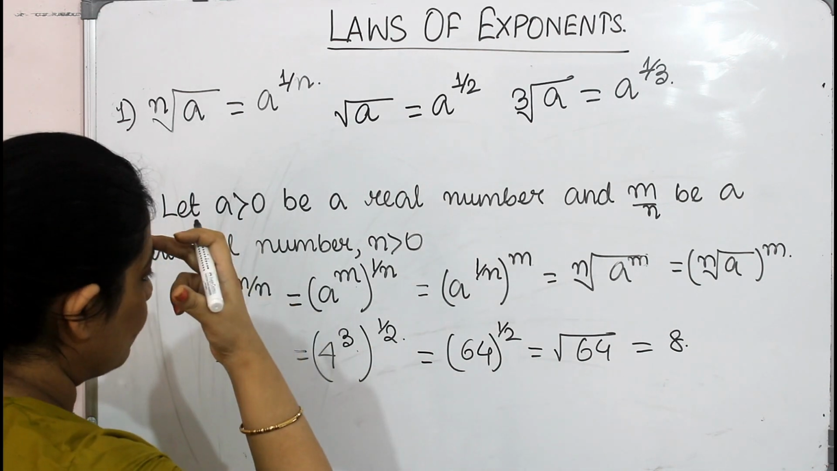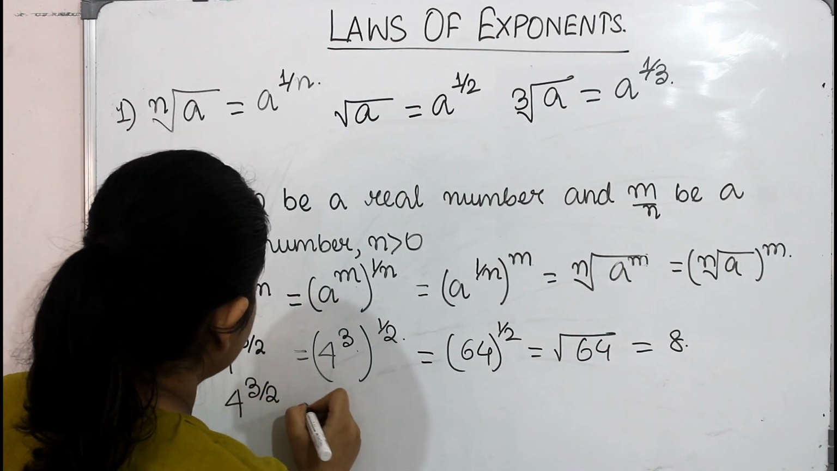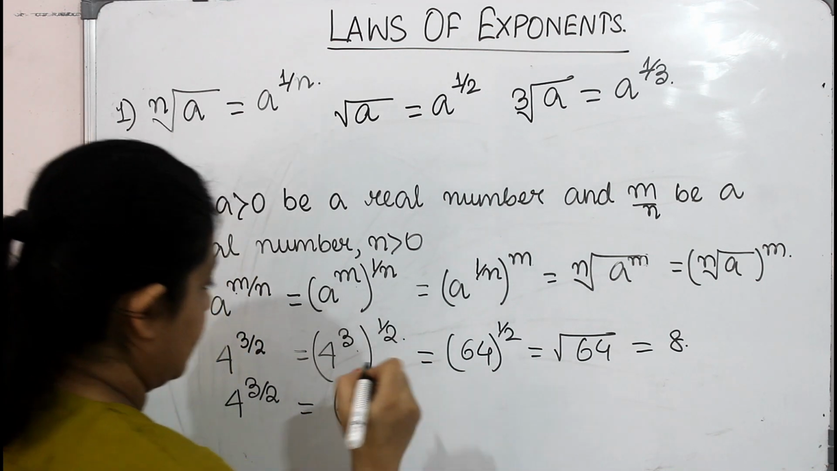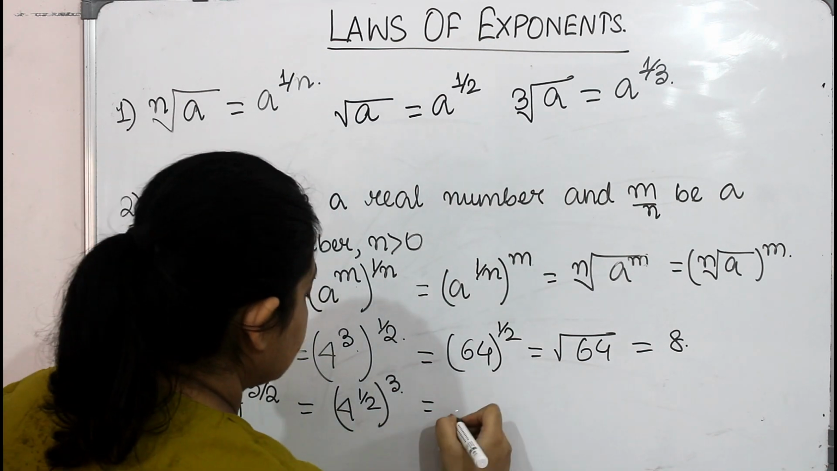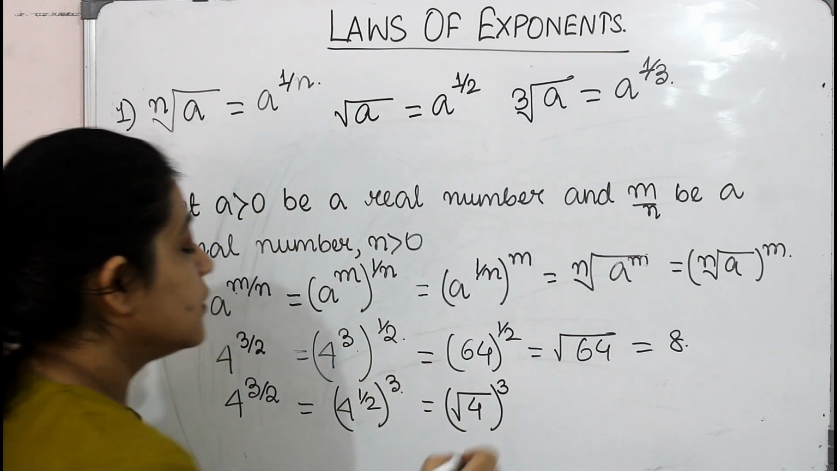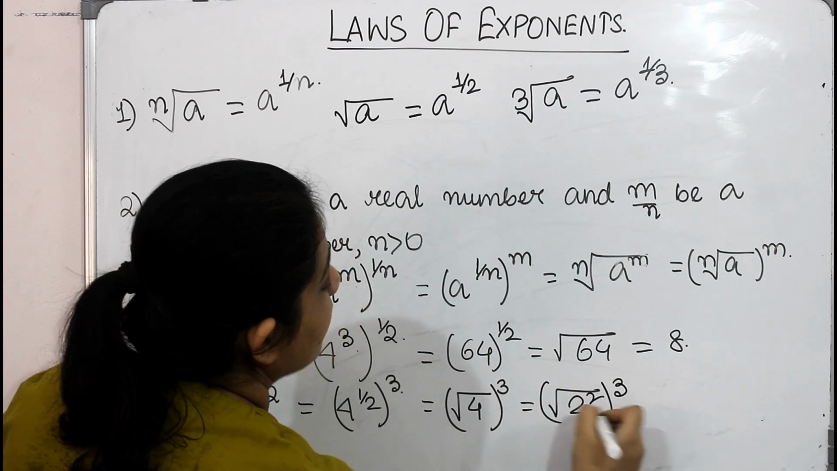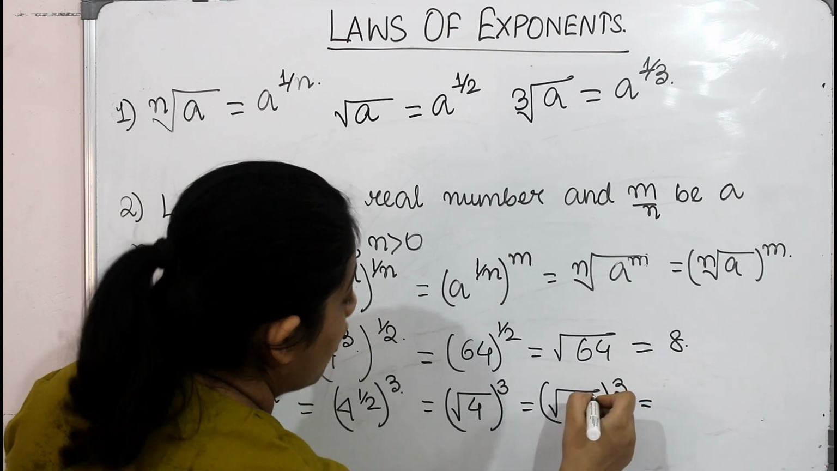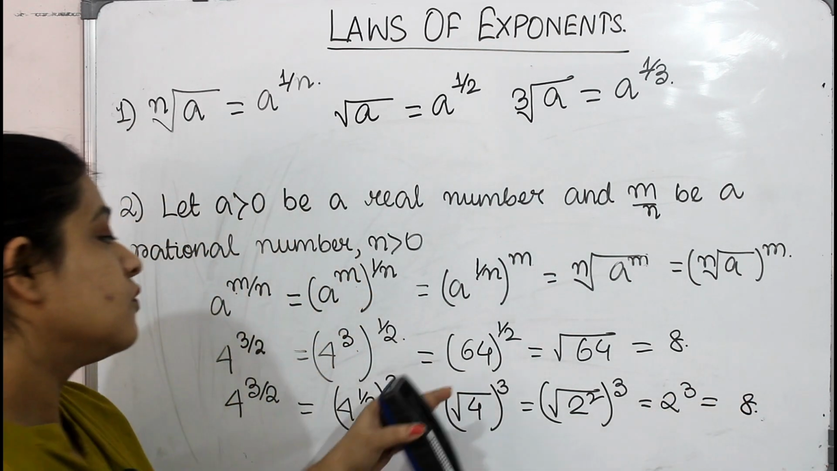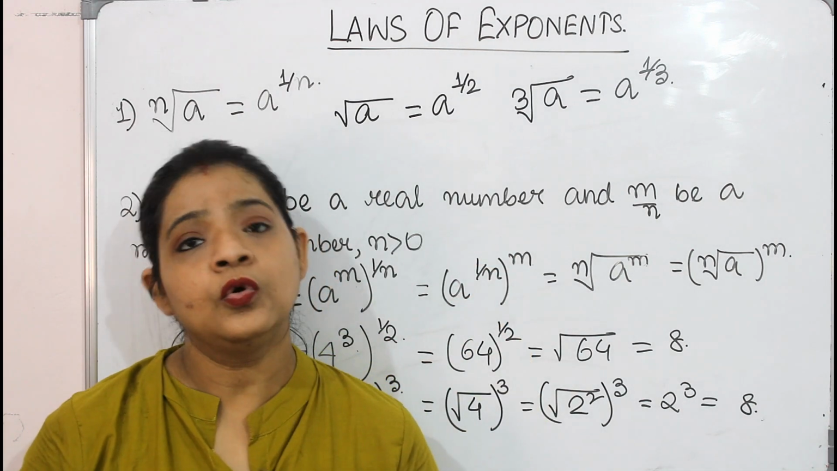So this is one example. Or you can write it in another way: 4 to the power of 3 by 2, that is 4 to the power of half, whole to the power of 3. 4 is already 2 square, so this half and the square cancel, and you get 2 to the power of 3, that is 8. So this is another example. The things will be more clear to you when we solve sums related to this.